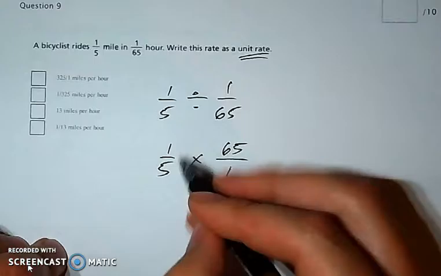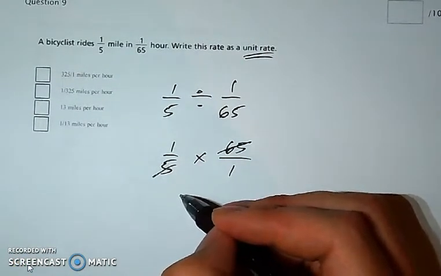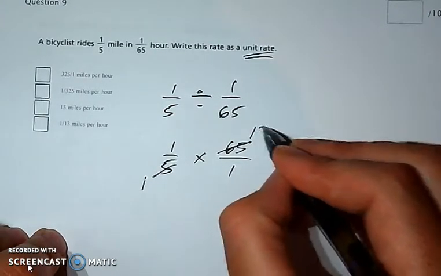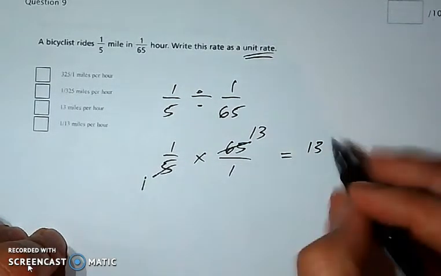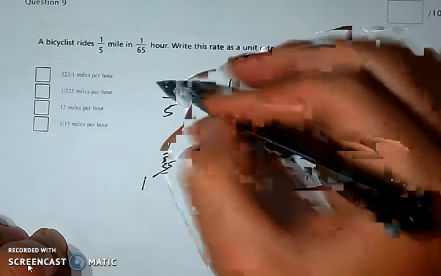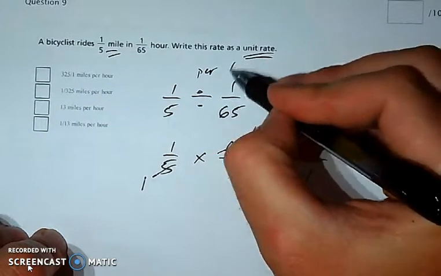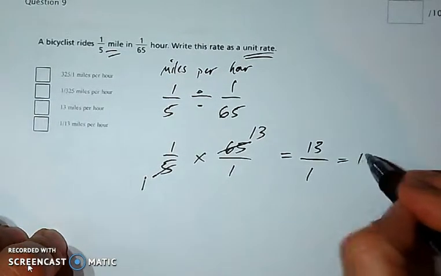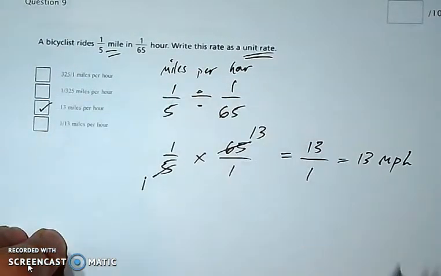All right, here we can simplify now. We can divide both of these by 5. 5 divided by 5 is 1. 65 divided by 5 is 13, right? And then we have 1 times 13, which is 13 over 1 times 1, which is 1. And 1/5 was regarding the miles, and this is miles per hour, essentially. So we have 13 divided by 1, which is 13, and that's 13 miles per hour, which is right here, this third answer here.